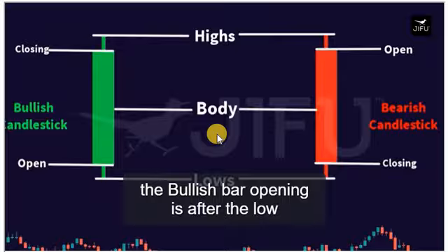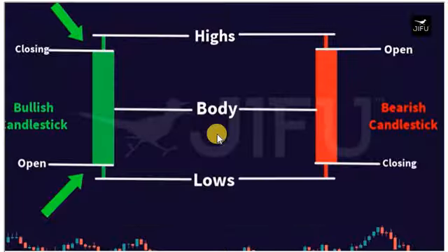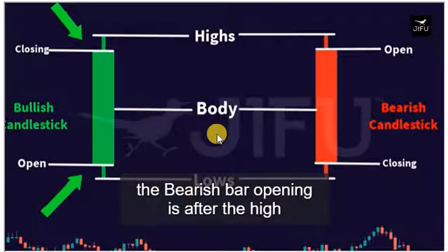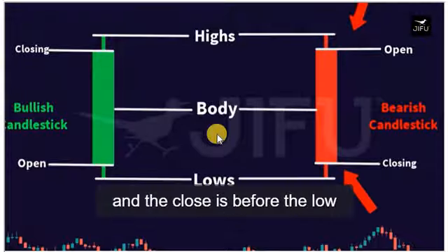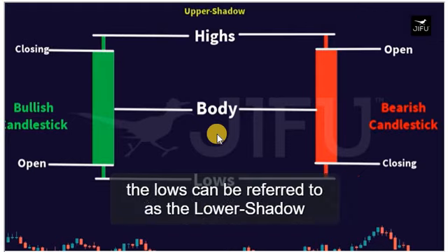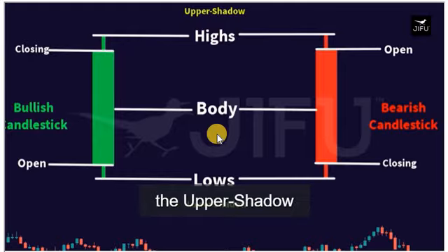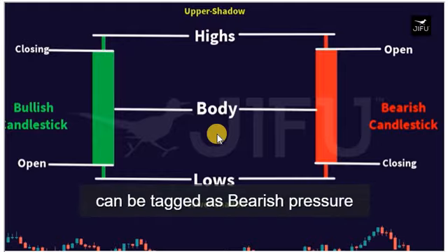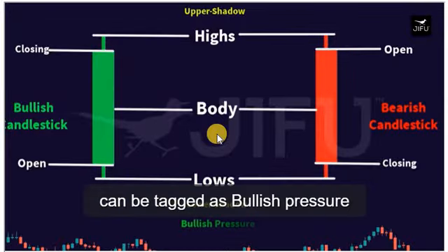We can see the bullish bar opening is after the low, and the close comes in before the high, while the bearish bar opening is after the high, and the close is before the low. The highs can be called the upper shadow, and the lows can be referred to as the lower shadow. In advanced technical analysis, the upper shadow can be tagged as bearish pressure, while the lower shadow can be tagged as bullish pressure.